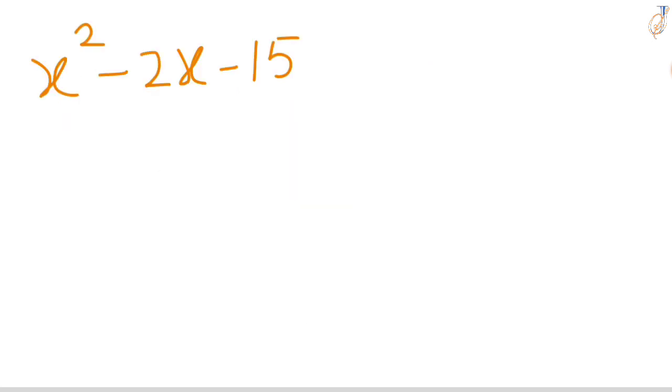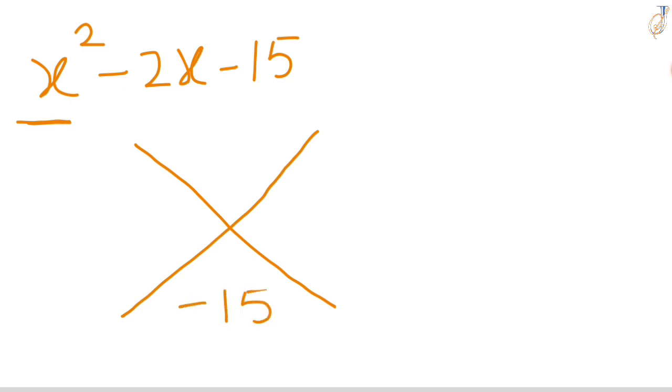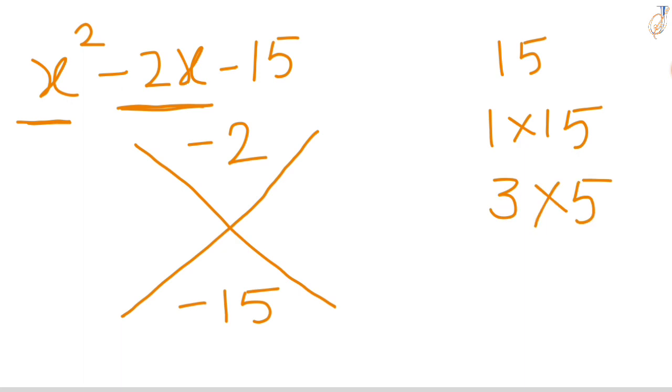The question is x squared minus 2x minus 15. The coefficient of the first term in the equation is 1, so you have to apply this cross multiplication method. Write the constant value in the bottom part and the x coefficient value in the top part. What is our x coefficient value? Minus 2. Write it in the top part. Now find the factors of 15. What are the factors of 15? 1 times 15 and 3 times 5. Let's try 3 and 5.